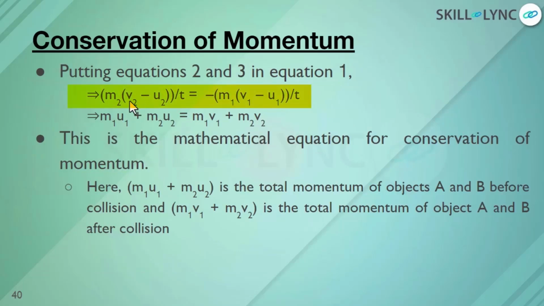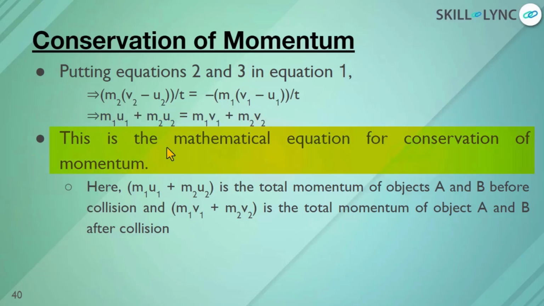We can write as m2 into (v2 minus u2) divided by time is equal to minus of m1 into (v1 minus u1) divided by time. Hope you have understood. This is FBA, this is FAB, and negative of FAB to be true. Therefore, by simplifying this equation, we can get the following result: m1 u1 plus m2 u2 is equal to m1 v1 plus m2 v2. This is the mathematical equation for conservation of momentum.